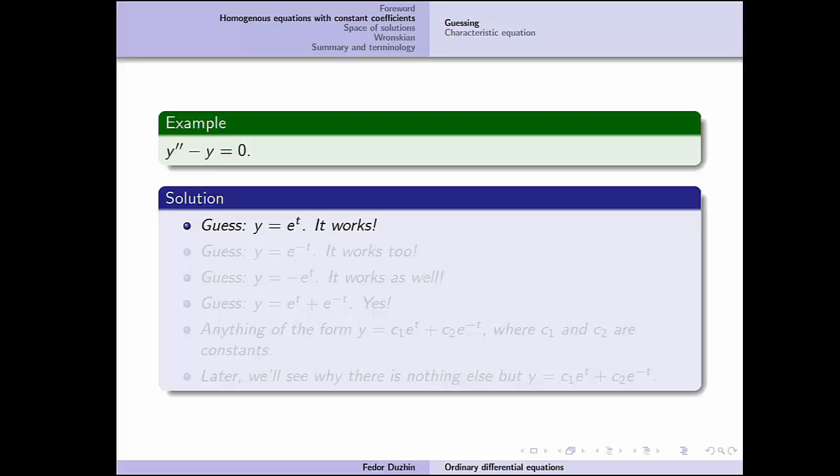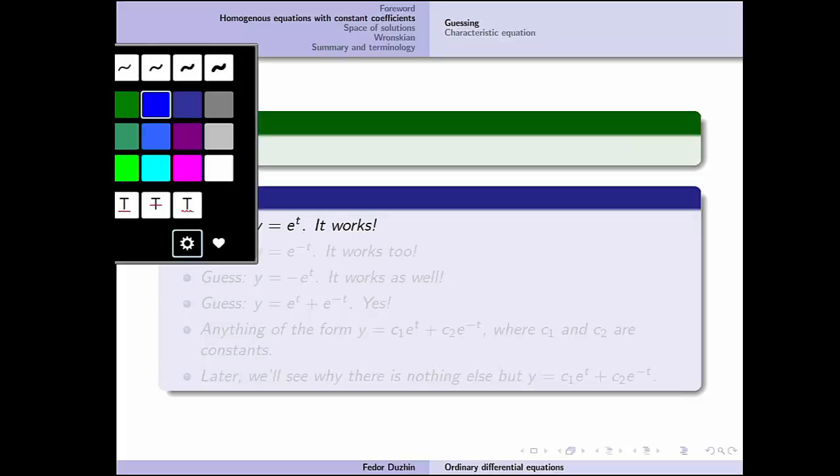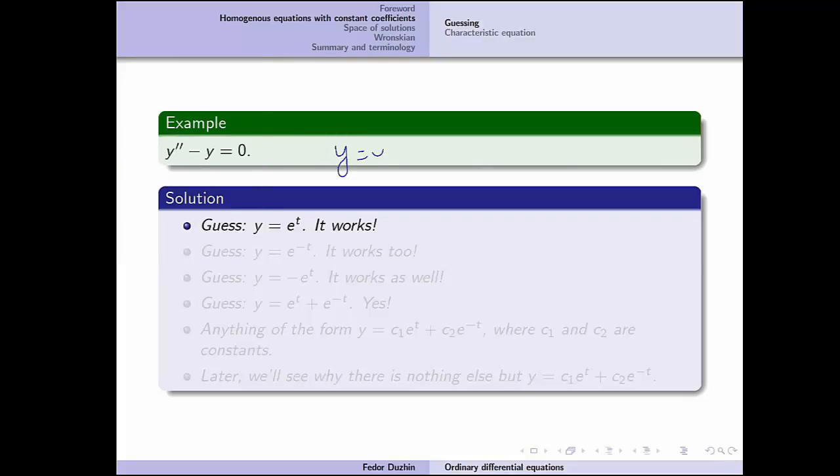So let us try to substitute. If y equals e to the t, then y prime equals e to the t, y double prime equals still e to the t, and then of course y minus y double prime equals e to the t minus e to the t, which is 0. So this function does satisfy the differential equation.